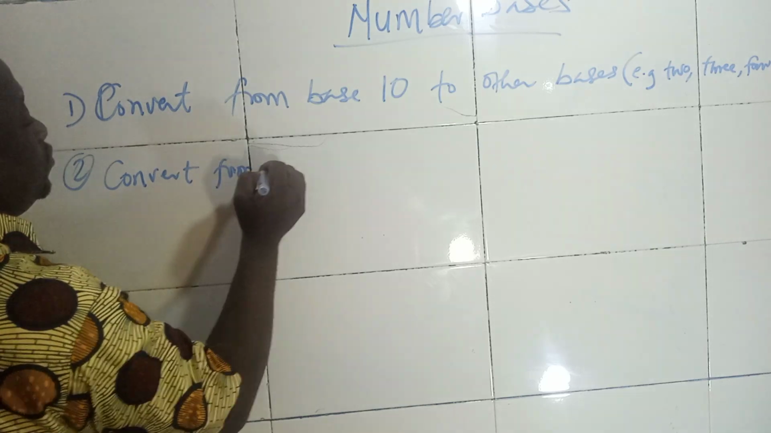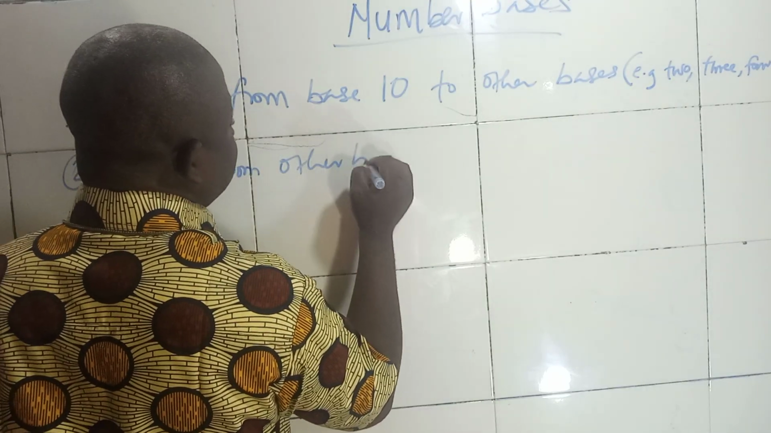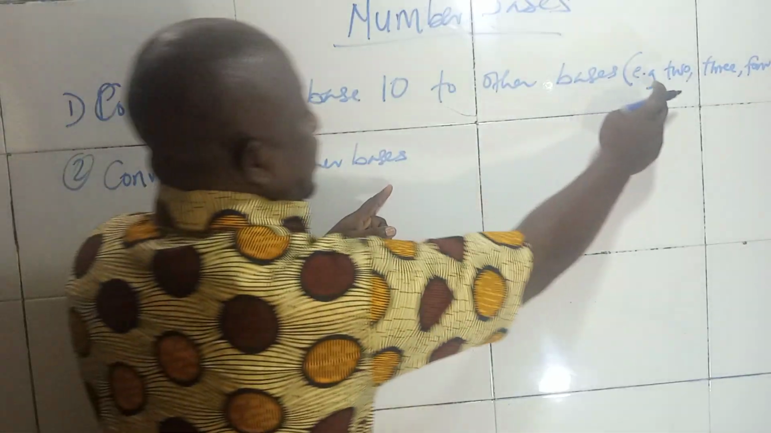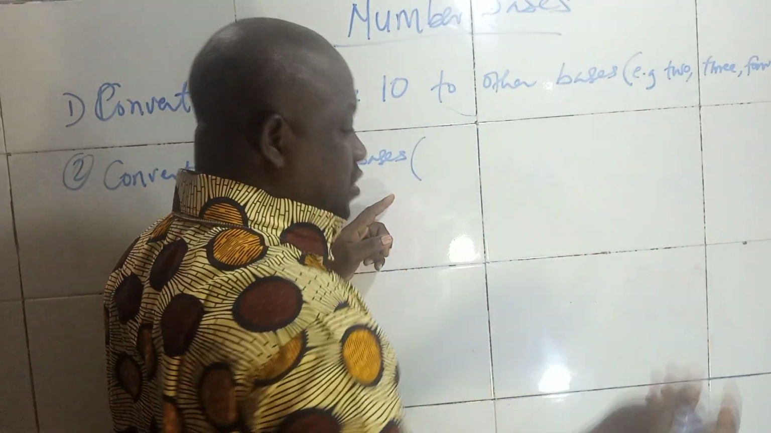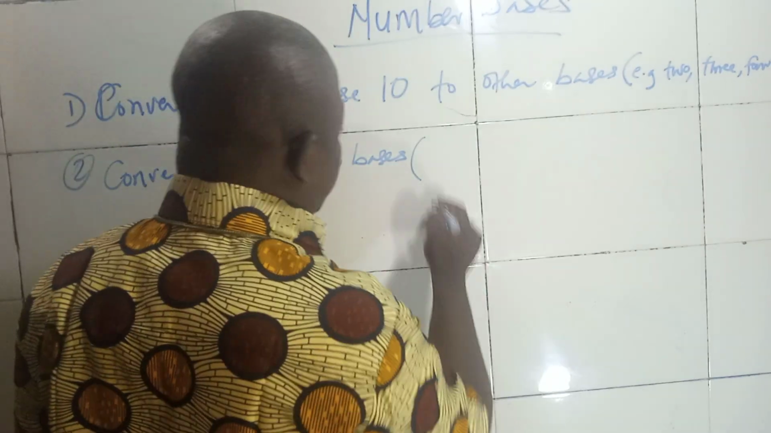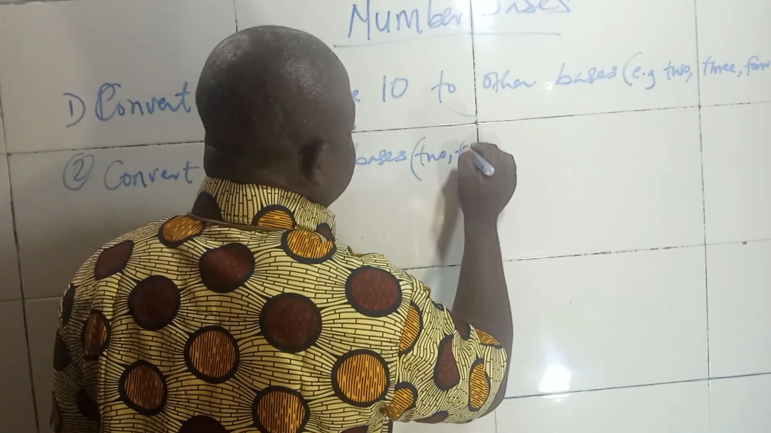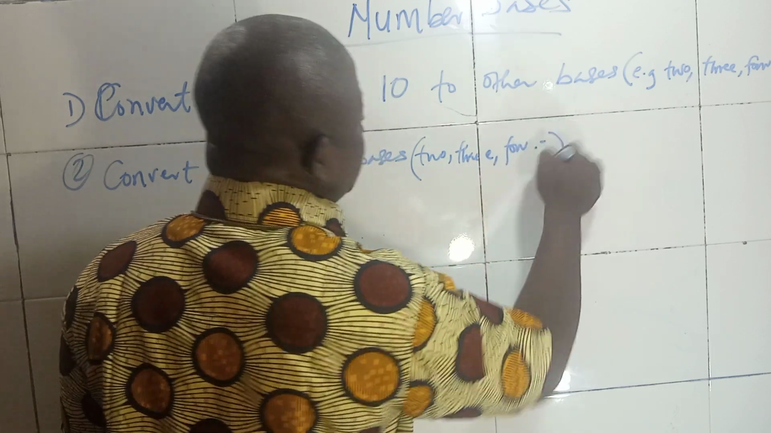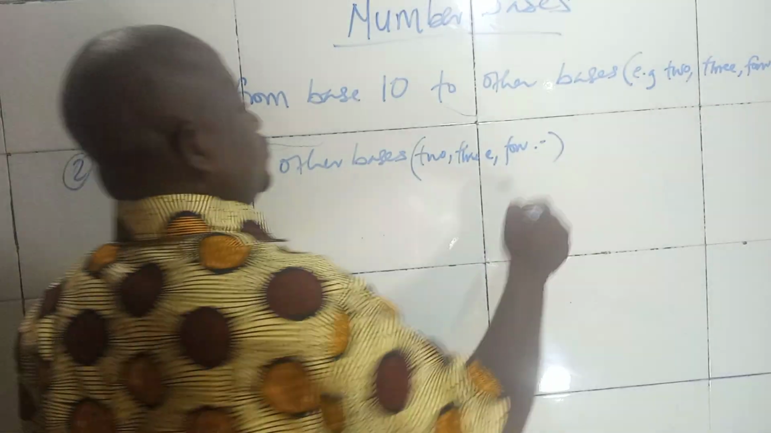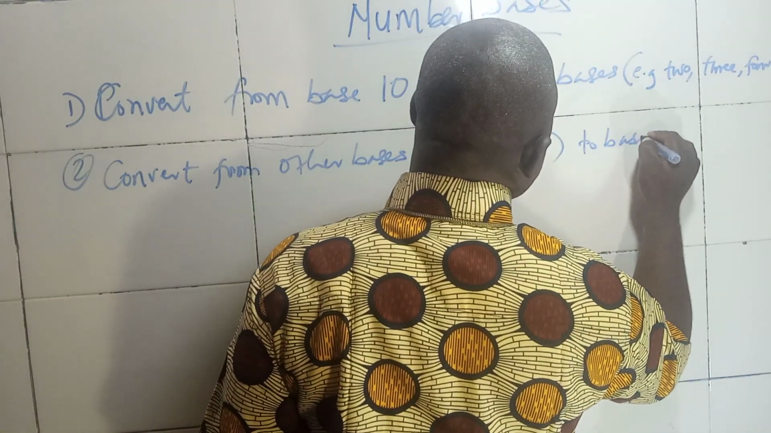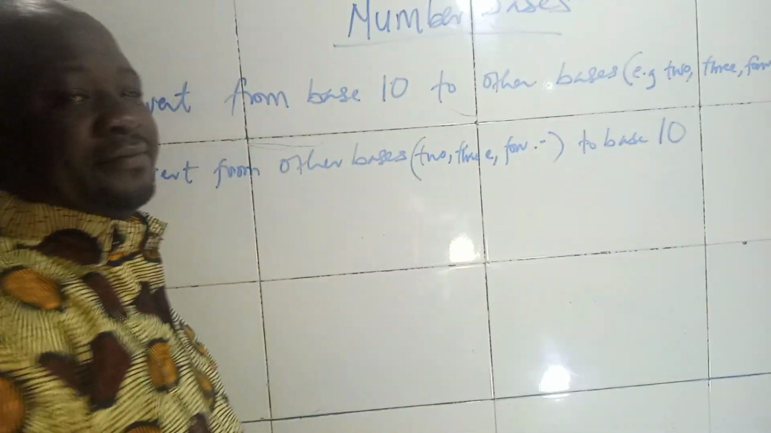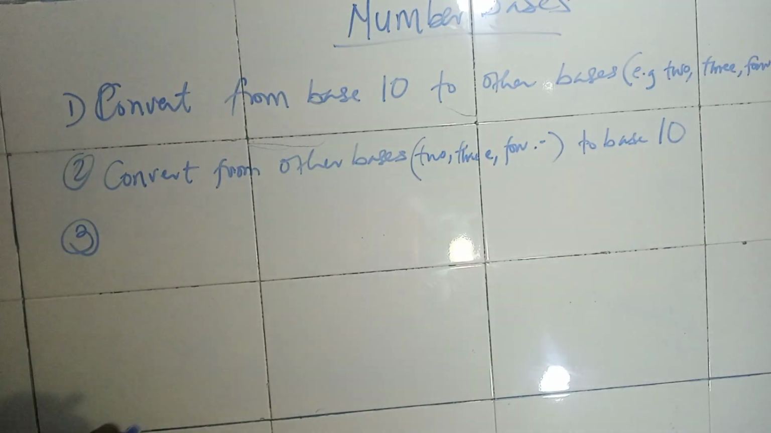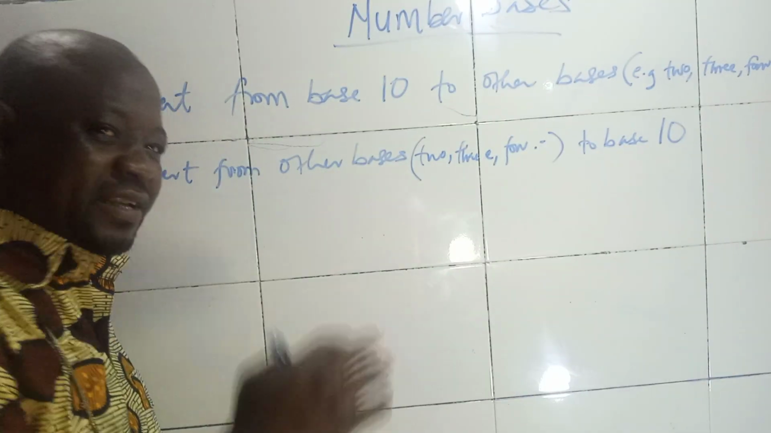I can say convert from other bases. If I say other bases, I'm talking about conversion from either base 2, base 3, base 4, base 5, and so on and so forth to base 10.